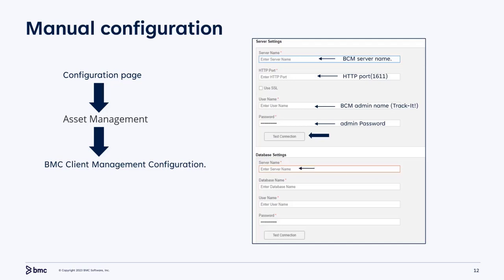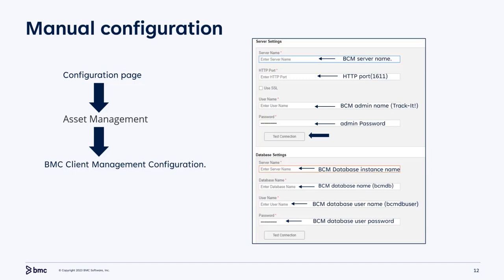For database configuration, kindly enter the BCM database instance name, followed by BCM database name, that is BCM DB, and user that is able to connect to the database and its credentials. Test connection to verify that the connection between BCM and Trackit database is established. Now let's quickly run through a demo together.